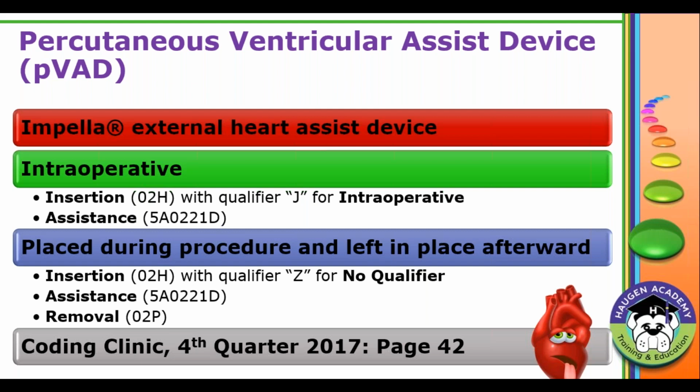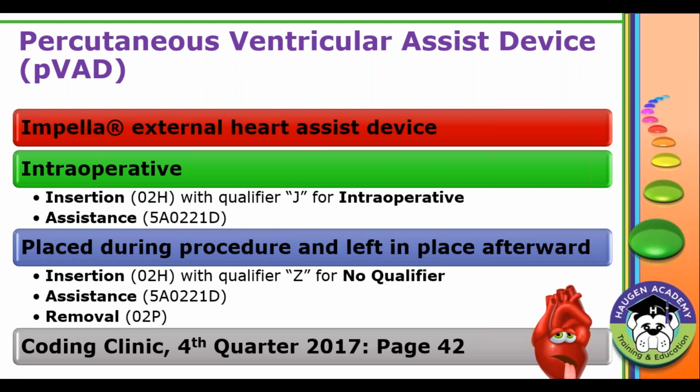efficiently. So there are a couple of things, and there are a lot of coding clinics that were written on this, but they recently added a qualifier of intraoperative. So it kind of changed the way that we code based off of some of the earlier coding clinics. And I tried to summarize it all for you on this page. When a PVAD is used intraoperatively, and sometimes it may be used during a CABG procedure, you use the insertion table, the 02H table, with the qualifier J of intraoperative, and then there is a code for assistance, 5A0221D.